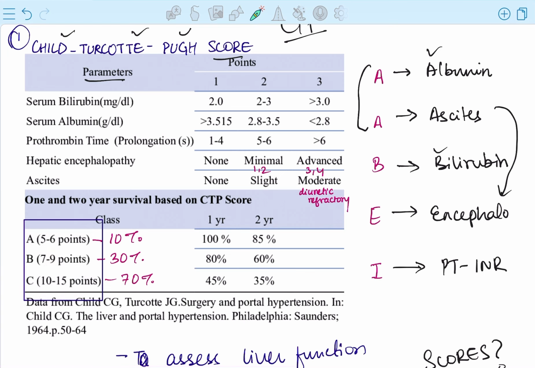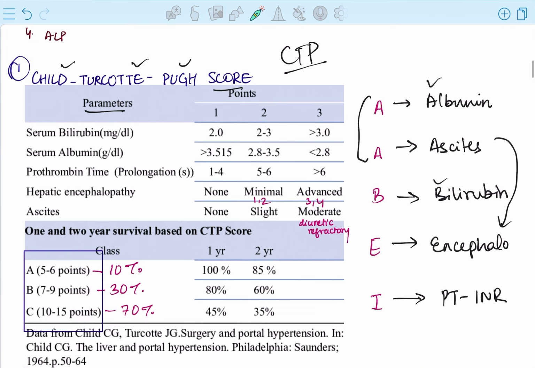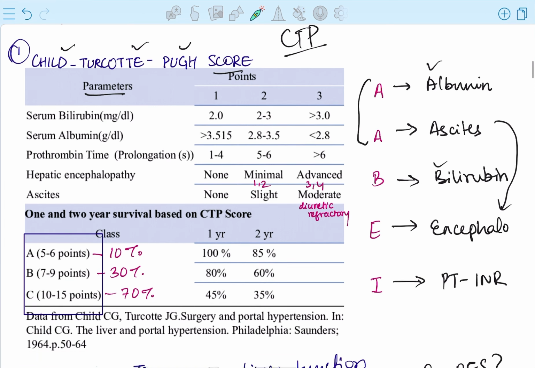So when there is, in class A, there is around 10% mortality. In class B, there is 30% mortality, whereas in class C, there is a rate of 70% mortality. Okay, so we should remember that each parameter contains 3 points, 1, 2 and 3, and these are the values.